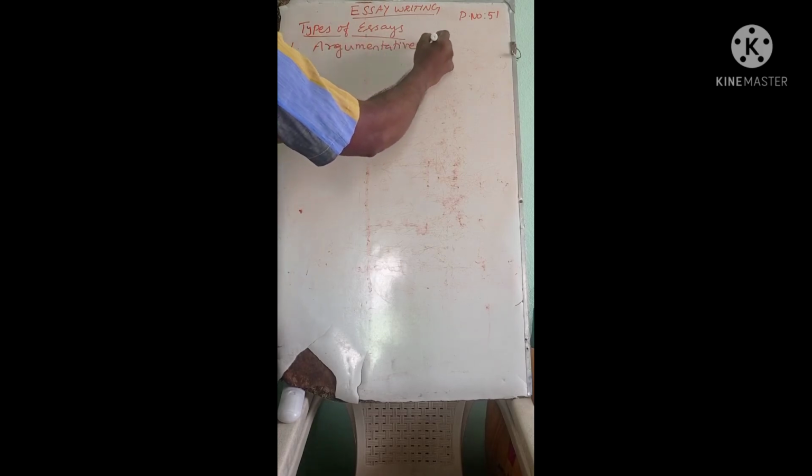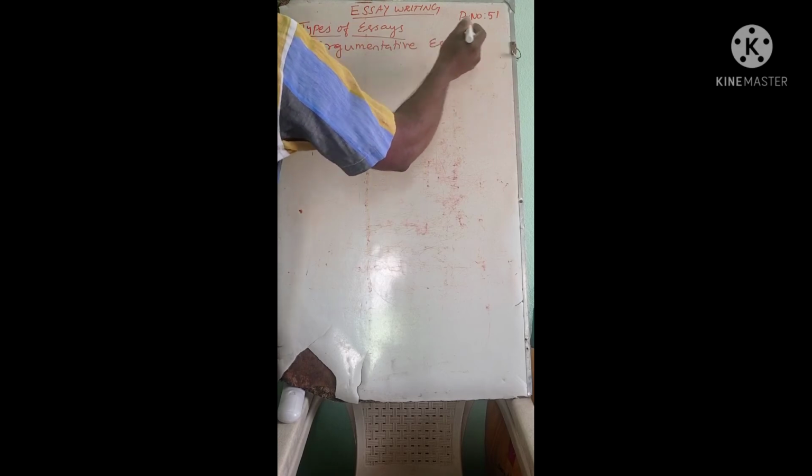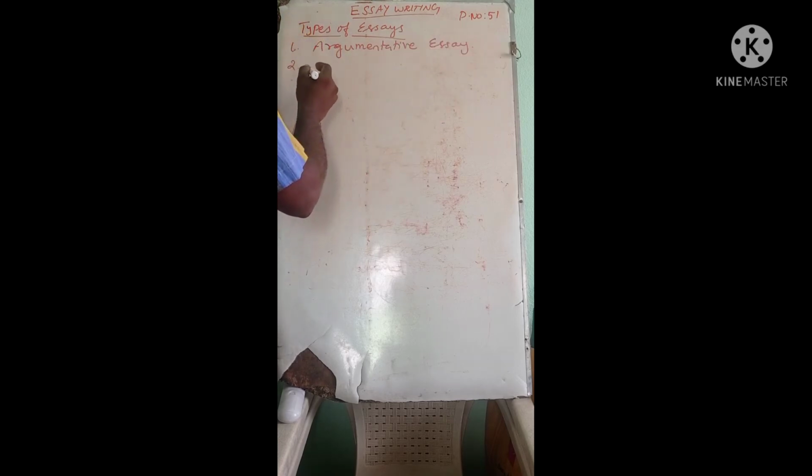There are many types in writing an essay, but in our textbook nearly 7 types are given. Types of essays. Listen. Argumentative essay. Second one, compare and contrast.